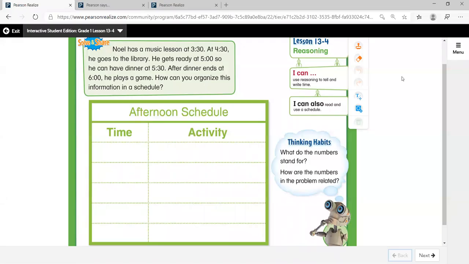Hi, first graders. Today we're going to be working on lesson 13-4. And today our goal is to use reasoning to tell and write time. Let's take a look at our solve and share question.